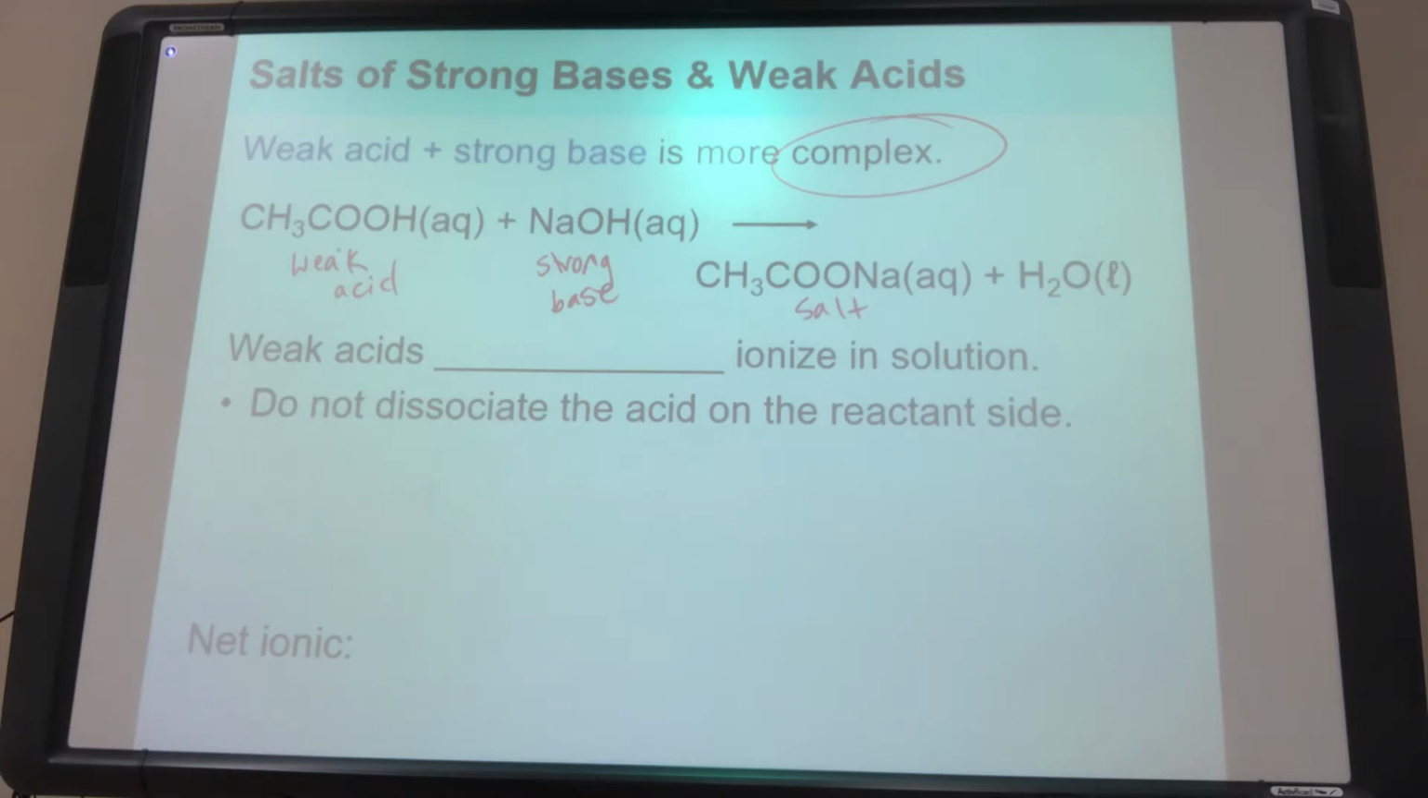Now, weak acids, when they are in the water, in the solution, they only partially ionize. They don't completely separate. So whenever I write my complete ionic equation, I do not dissociate the acid on the reactant side. Even though it's aqueous, because it's weak, I write it out whole. The base is strong and aqueous, so I separate it into Na plus and OH minus. The salt is aqueous, and I always separate salts.